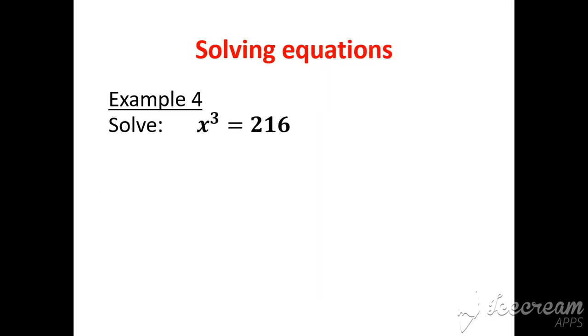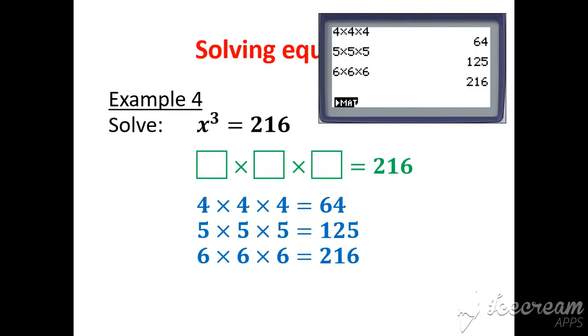Right, let's move on to the second type of equation. x cubed equals 216. So something to the power of 3 is 216. When we solve these ones, what we're saying is, think of a number times by the same number times by the same number, and we get 216. Well, we can guess and check once again. 4 times 4 times 4 doesn't work. 5 times 5 times 5 doesn't. 6 times 6 times 6 does. So x has to be equal to the number 6. 6 times 6 times 6 is 216. So once again, a guess and check method.